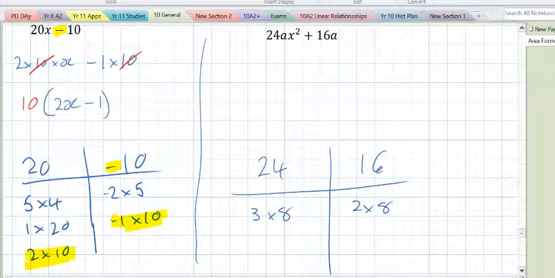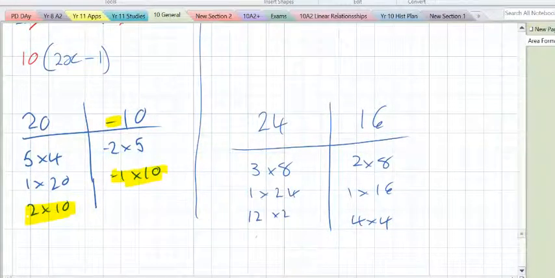What are other factors of 24? 1 times 24, 12 times 2. Any others? I can think of 4 times 4. We probably have a 6 times 4 over here.